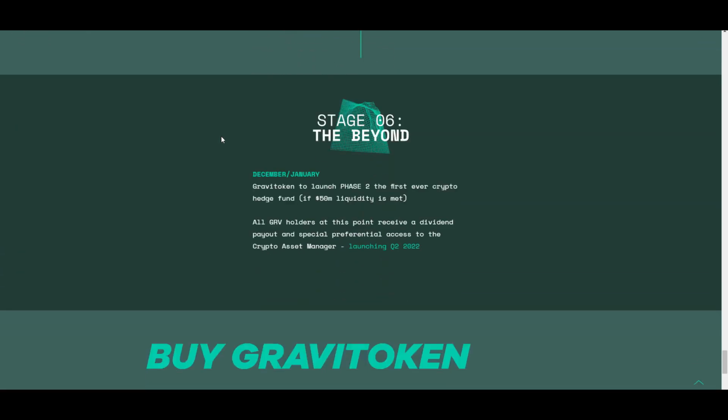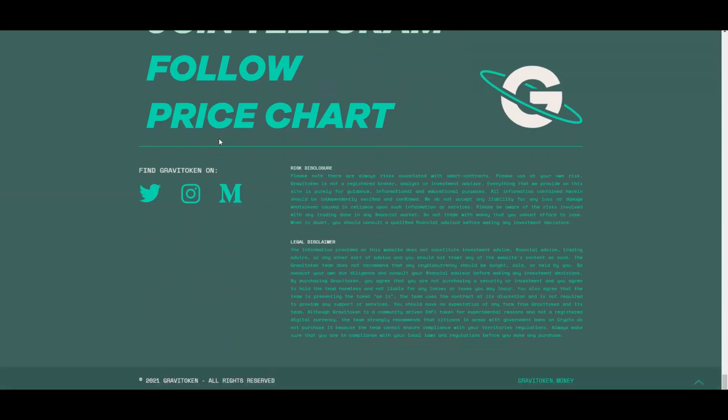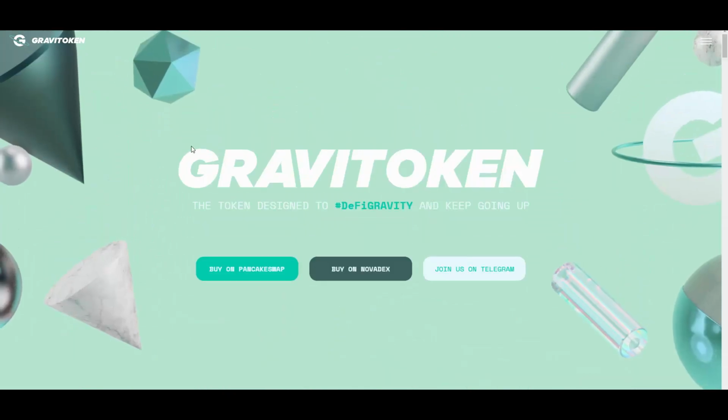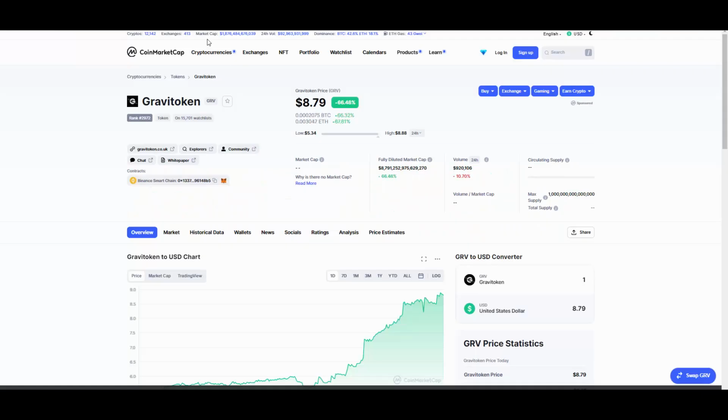Then stage 6 beyond, which is for December and January 2022, GraviToken to launch phase 2, the first ever crypto hedge fund if $50 million liquidity is met. So this is the catch here, okay? It's definitely possible, especially with those marketing campaigns that they will kick in. Definitely in the range of possibilities, so still early to the game, as I said. Then we have some disclaimers, your usual information that is on crypto websites.